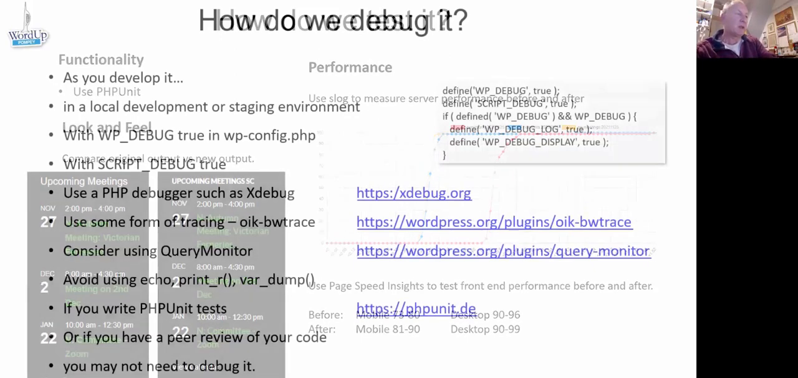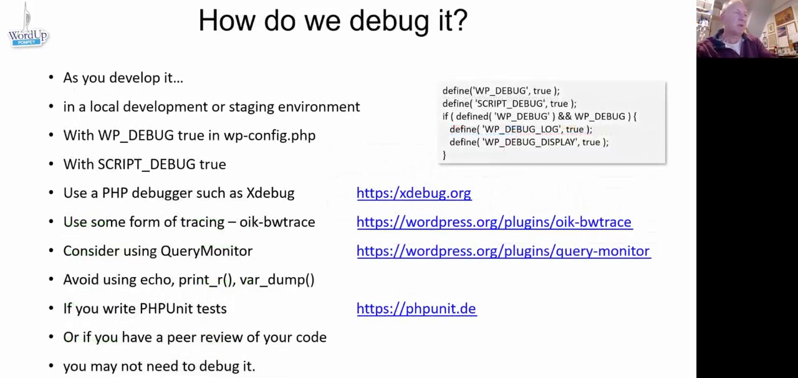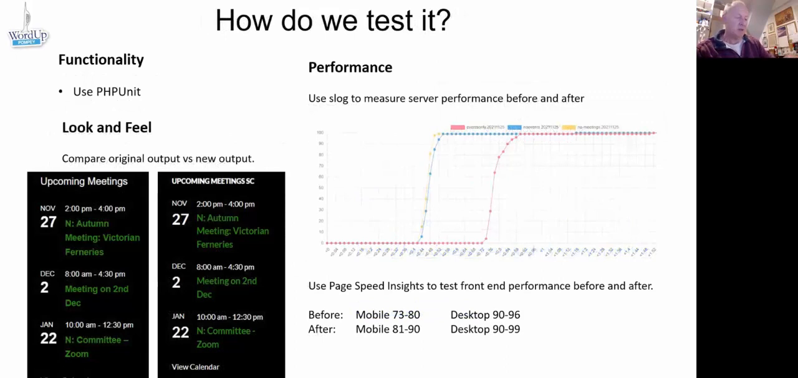So we've sort of debugged it and we've got some output. How do we go about testing it? Well, as we said, we could use PHPUnit, so we could formally test the logic, or we could just run it and compare the output we get from the new plugin with the output we were getting in the live system.